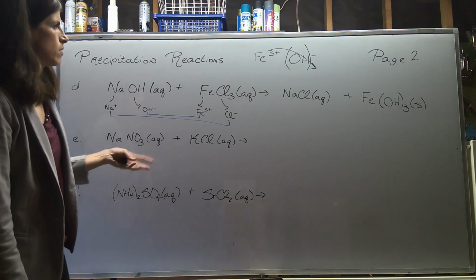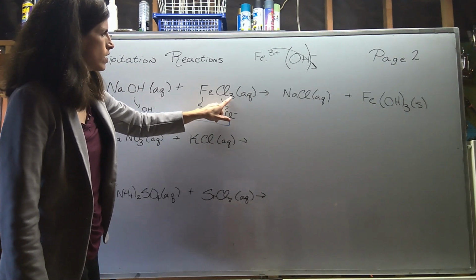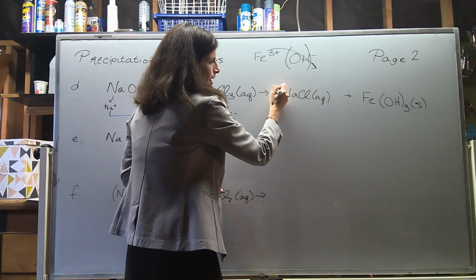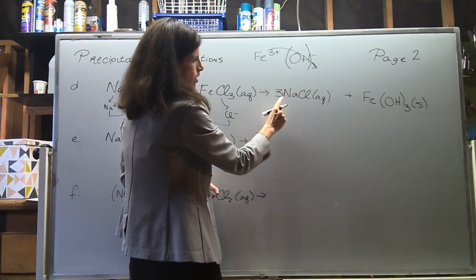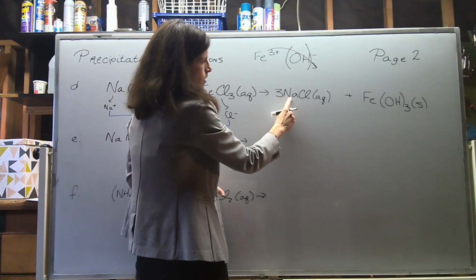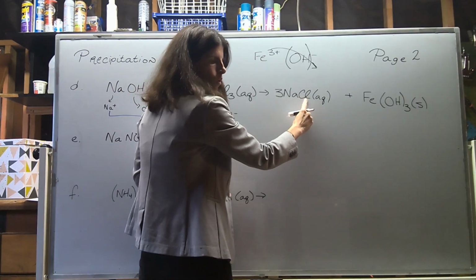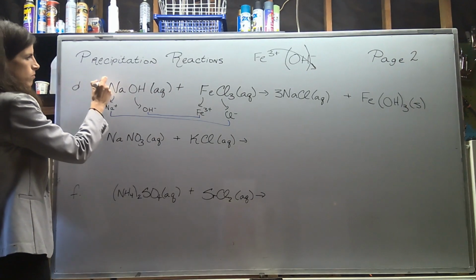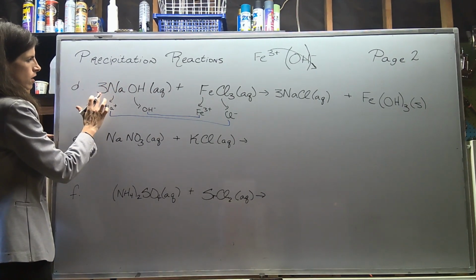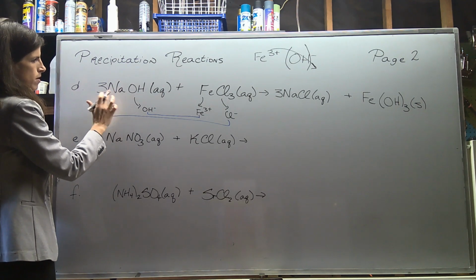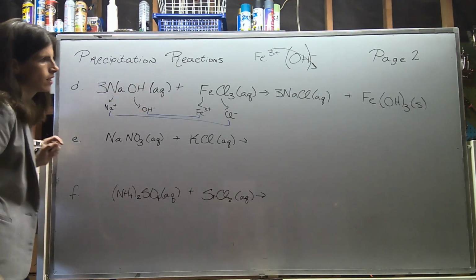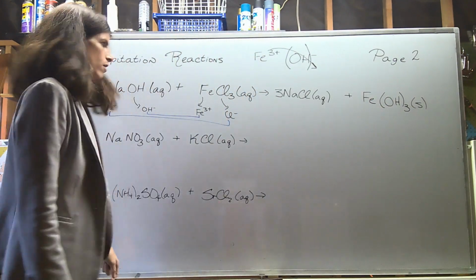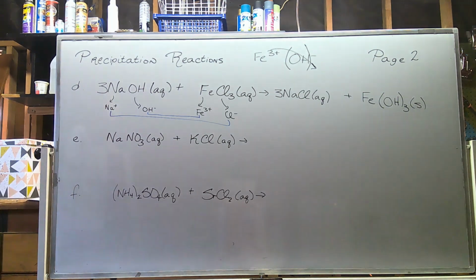We need to balance it. There's 3 chlorines here. So I can't put a 3 here, that's not allowed, but I can put a 3 out front. So that means I have 3 sodiums and 3 chlorides when I distribute. I need to fix the sodium, so I'll put the 3 out front here. That gives me 3 sodium and 3 hydroxide. But if I come over here, I have 3 hydroxide, so we're good. And then 1 iron on both sides. All right, so that one's done.